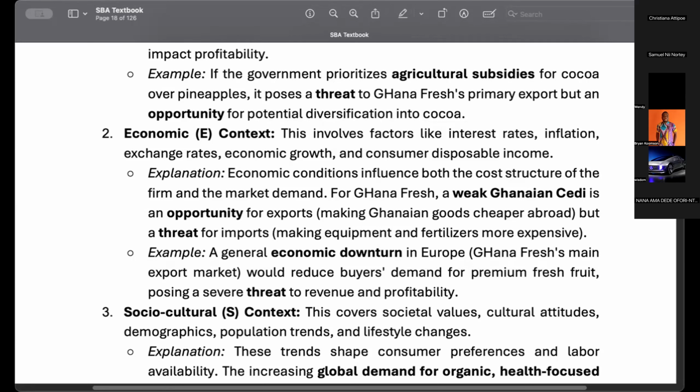Okay, so for GH Fresh, a weak Ghanaian cedi is an opportunity for export. If the Ghanaian cedi is weak, it makes Ghanaian goods cheaper abroad, so you can export better.